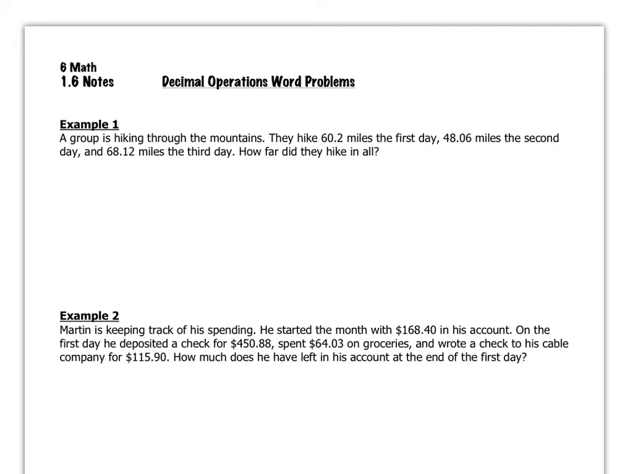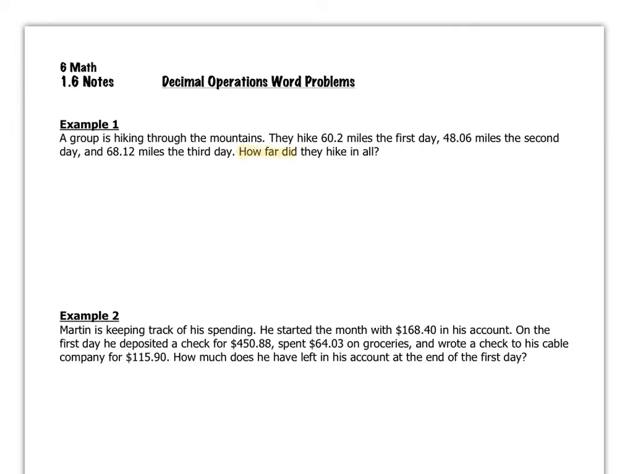A group is hiking through the mountains. They hike 60.2 miles the first day, 48.06 miles the second day, and 68.12 miles the third day. How far did they hike in all? So for this problem, we're being asked to find a total.